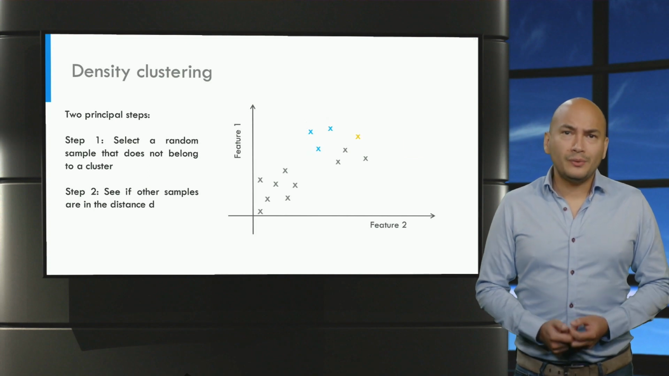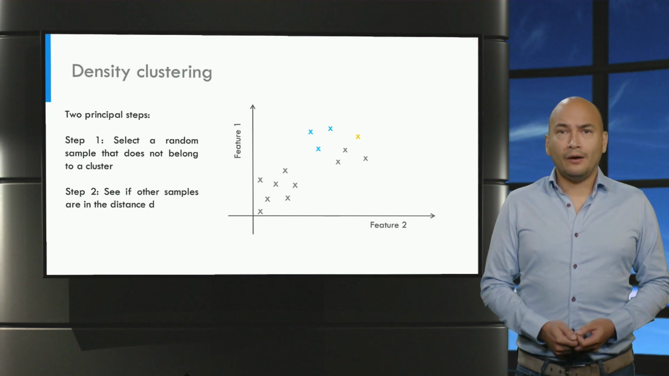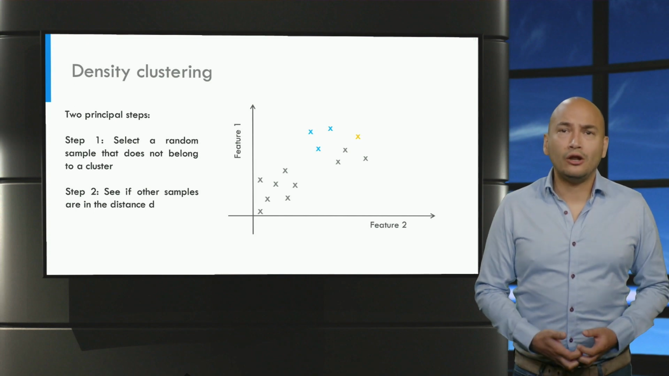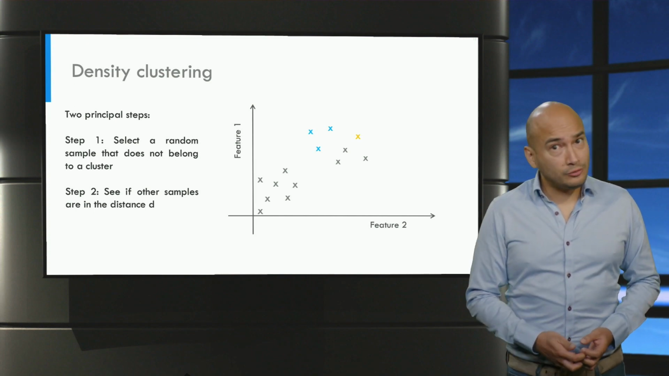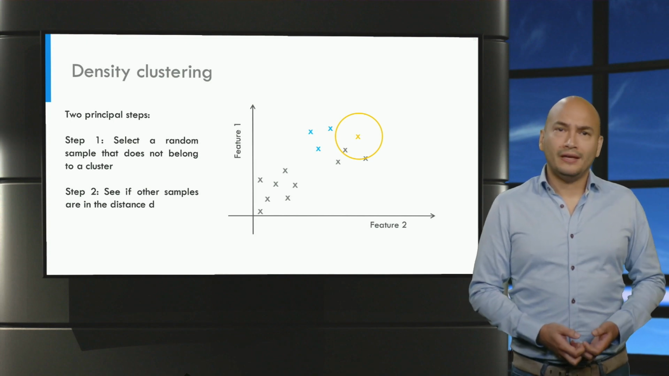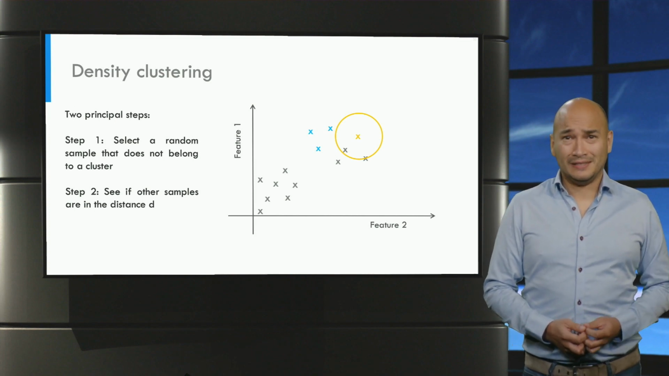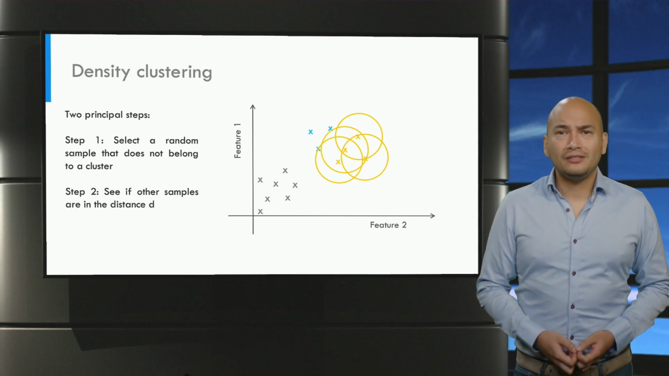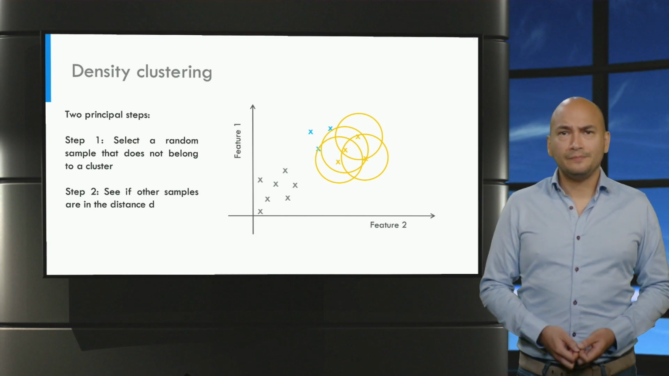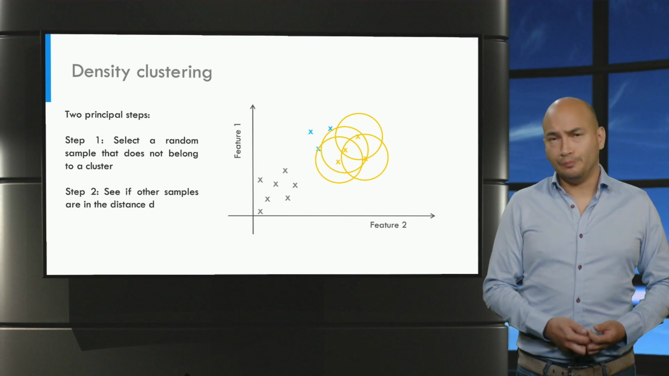Once we have found a cluster, we repeat again step 1. Here, we select a random point that does not belong to a cluster yet, which is in this case the yellow sample in the plot. Again, we go to step 2 and check for a distance d whether there are other samples nearby. In this case, yes, there is one more sample within this distance. Now we do the same to check if the new sample has nearby samples, and eventually we have found a new cluster with 4 samples in yellow.